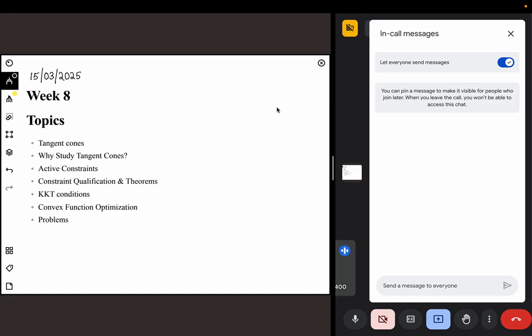Good evening all. So this week's topics include the definitions of tangent cones, why we should study tangent cones and how they are related to optimization problems. Then we discuss active constraints and how to define them. Then we'll try to understand what the constraint qualification theorems are, and then we'll go to KKT conditions. Essentially, I'll just state the conditions, and then we discuss what a convex function is and how these KKT conditions, when applied to convex function optimization, can help us simplify some of the problems. And then we'll discuss some of the problems after we cover these topics.